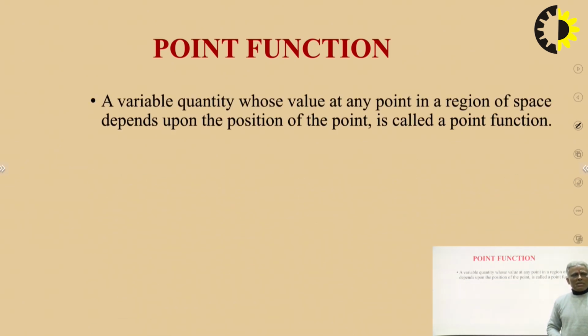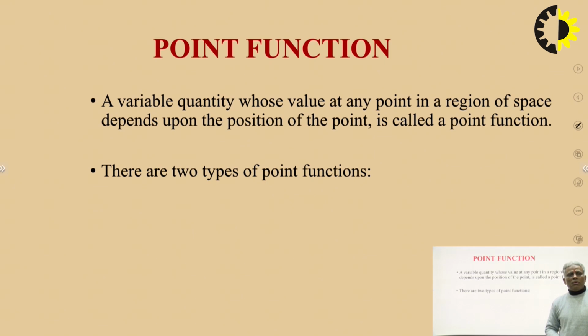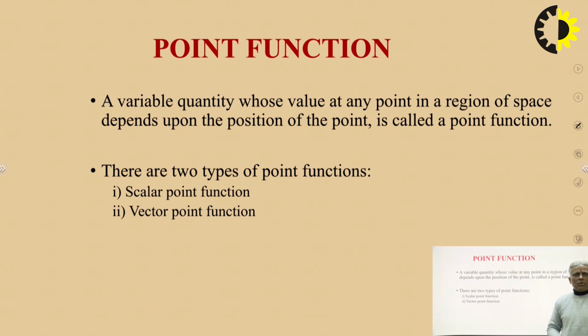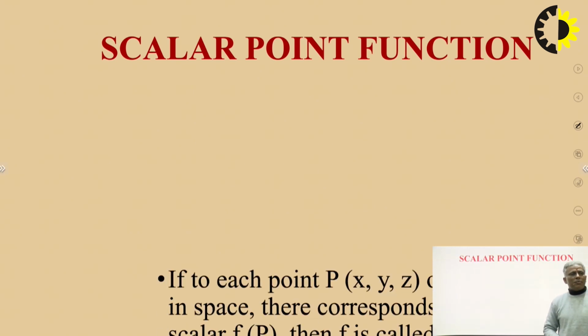A variable quantity whose value at any point in a region depends upon the position of the point is called a point function. There are two types of function: first, scalar point function, and second, vector point function. A scalar point function is defined by a scalar value, and a vector point function is defined by a vector quantity at a particular point. First of all, I explain what a scalar point function is.